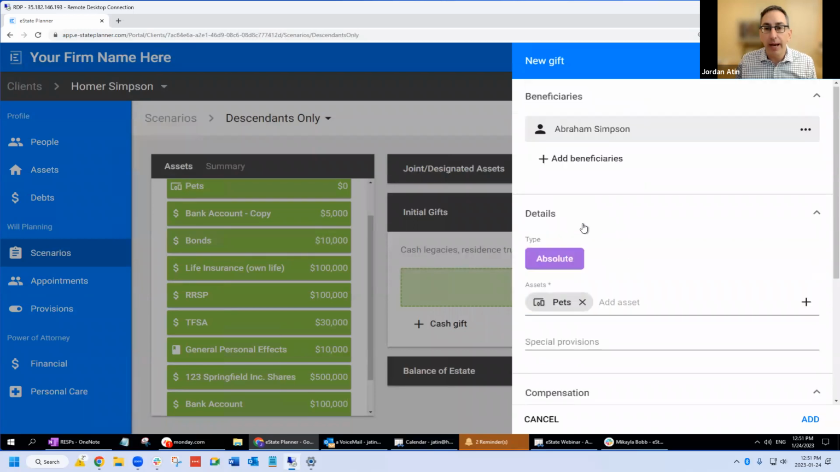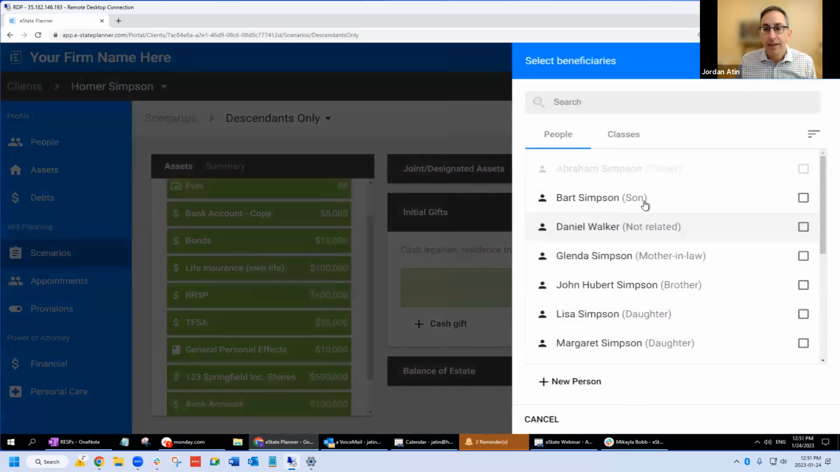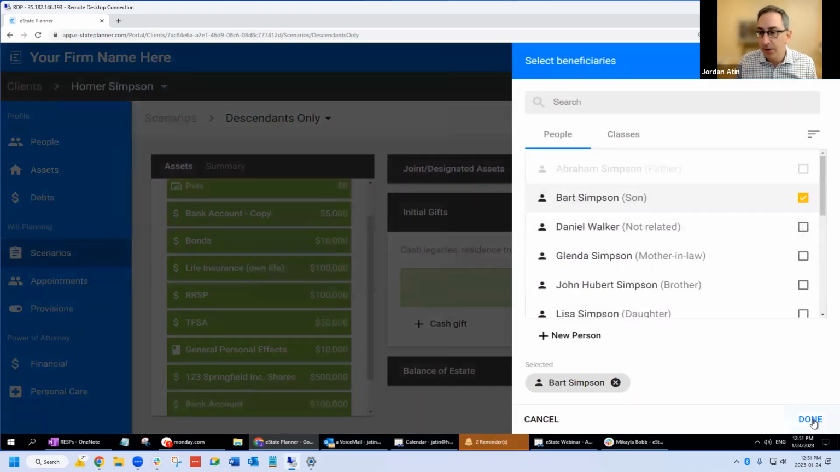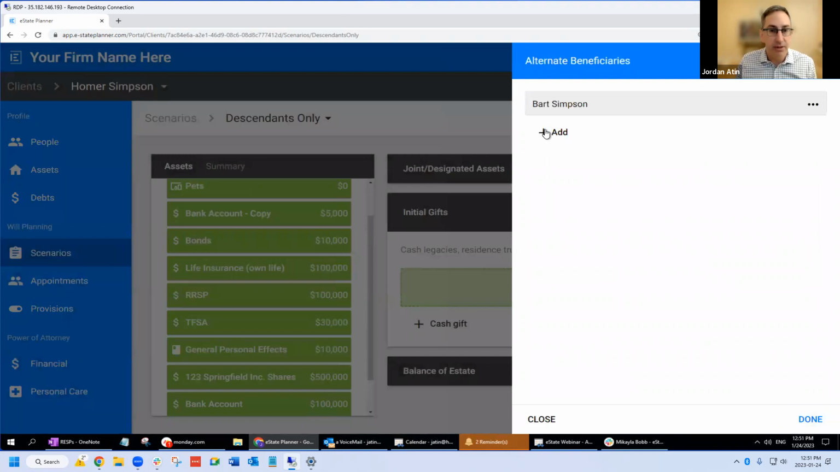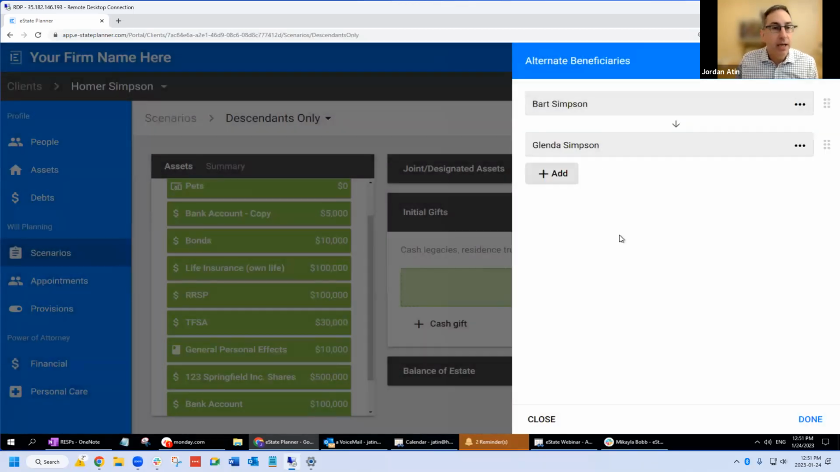So if you want Abraham to be the first person to get the pet, and then if he can't do it, we can add an alternate. Then I want Bart. Why you would want Bart to be the alternate? That would be dangerous, I guess. But then we can have Bart. Or then, if Bart can't do it, then we want Glenda. So we can add as many, and I call these the simple gift overs, because we're not allowing you to divide it, like, okay, so-and-so gets 40% of the pet. So very simple. You can add more than one person, but it's always sort of together. And that's how we've done it to make it simple.